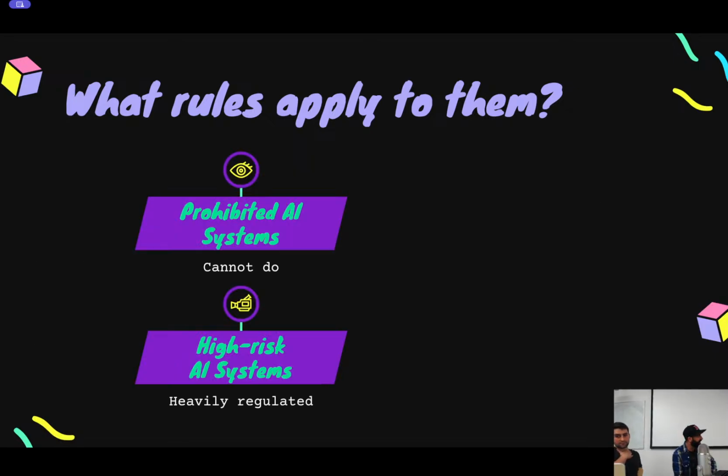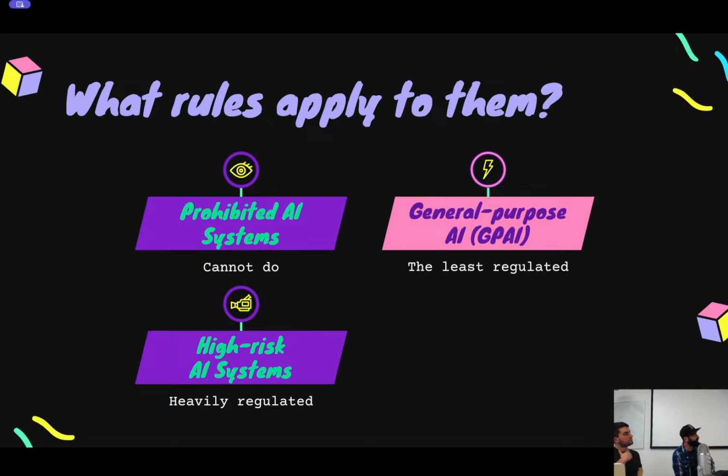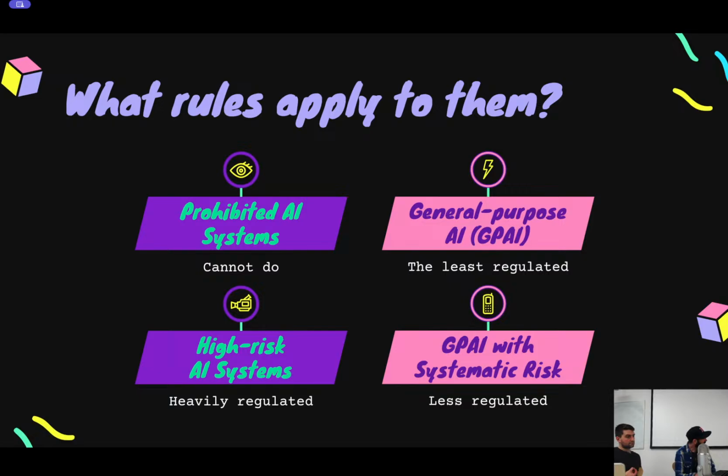For reasons I don't understand, they call foundational models general purpose AI. I'm going to call it GPAI for the purposes of this talk. Baseline GPAI is probably the least regulated category. I'll tell you why. It's mostly just about documentation. There's a slightly riskier bucket within this paradigm called general purpose AI with systematic risk. I'll tell you what defines this. Just know that this particular bucket is a little bit more regulated, but still less regulated than the high-risk AI systems.